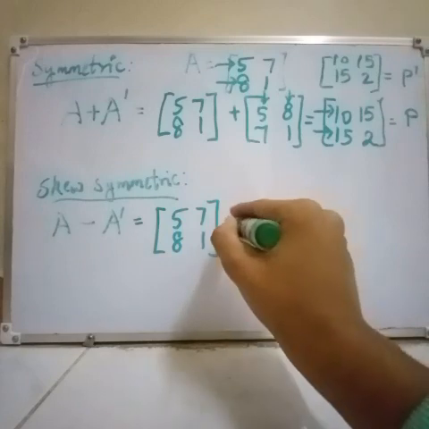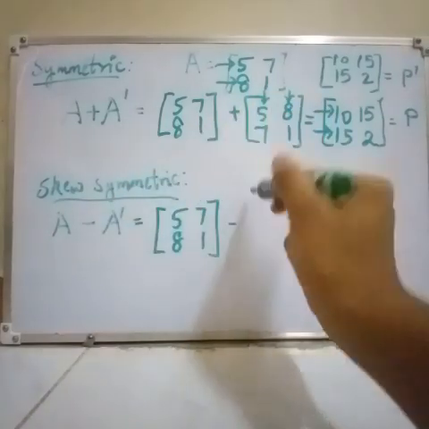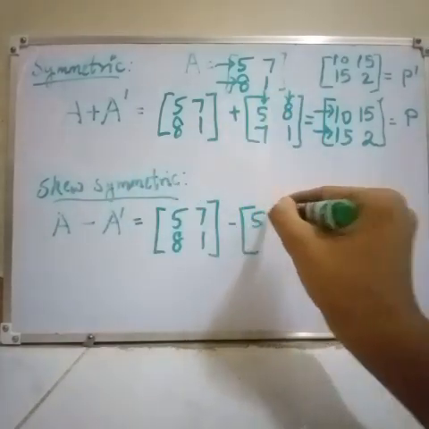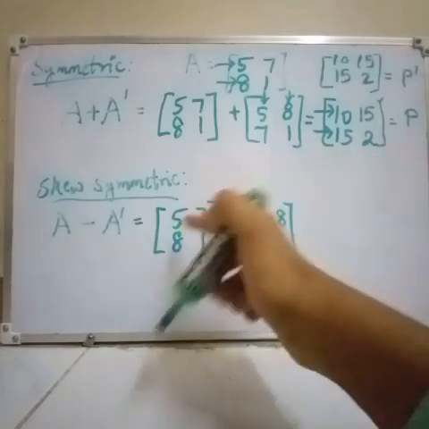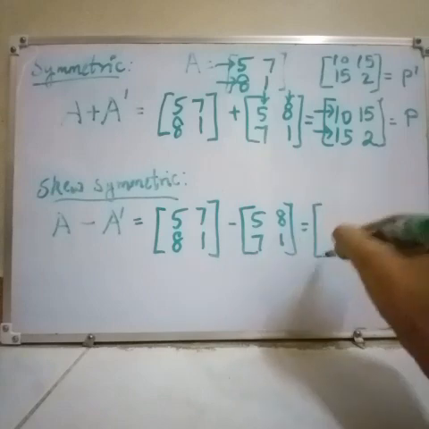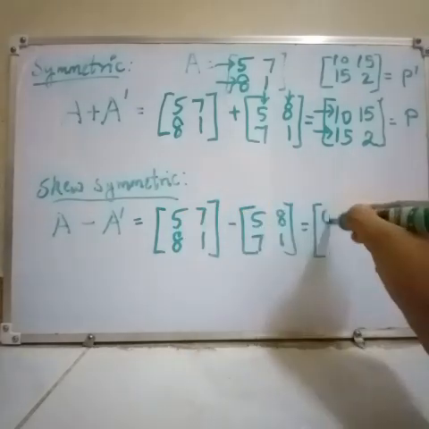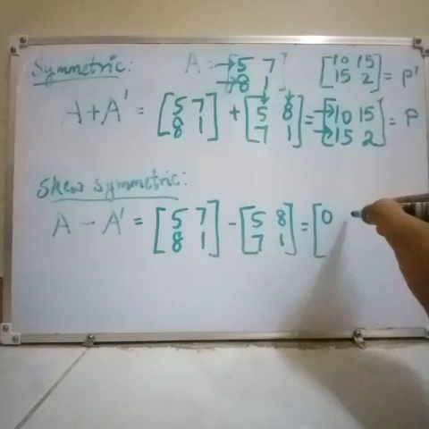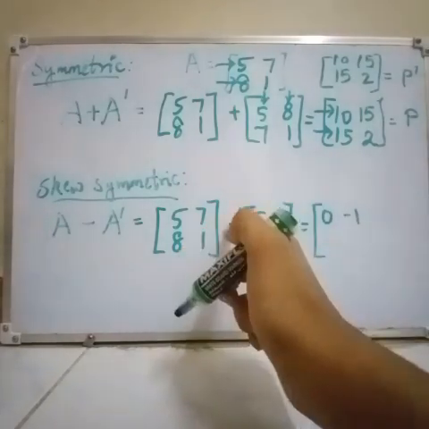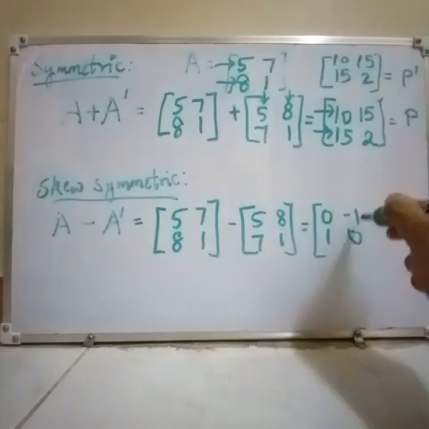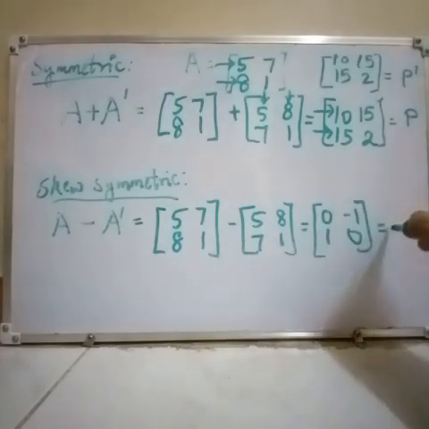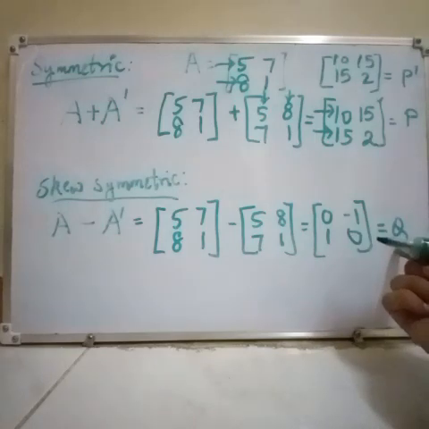right? Now what is our A complement? We already found out before. And now just do the subtraction. So 5 minus 5 would be 0, 7 minus 8 would be minus 1, and 8 minus 7 would be plus 1, and 1 minus 1 would be 0, which is our Q. Okay, let's assume this to be the Q matrix.